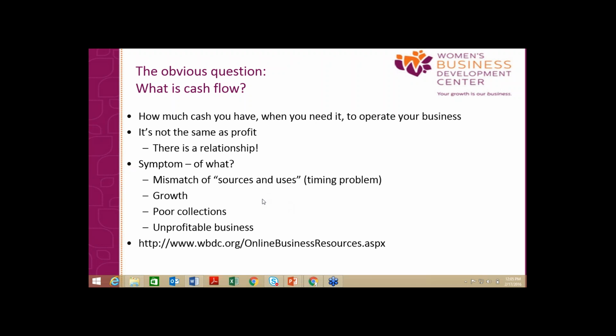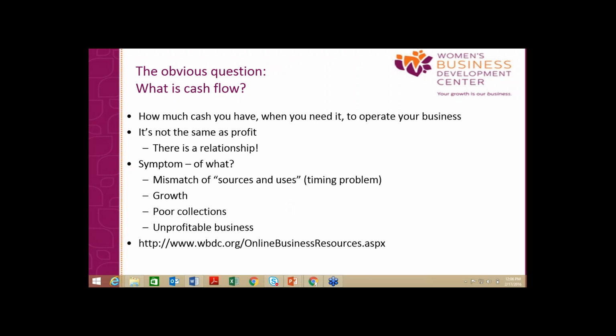And I am giving you a link here to our website, and the Online Business Resources provides a nice cash flow template in our Access to Capital section, which you can use. It's just an Excel spreadsheet with some formulas in it that you can use to help identify, well, really to help predict the future is what you're really trying to do.